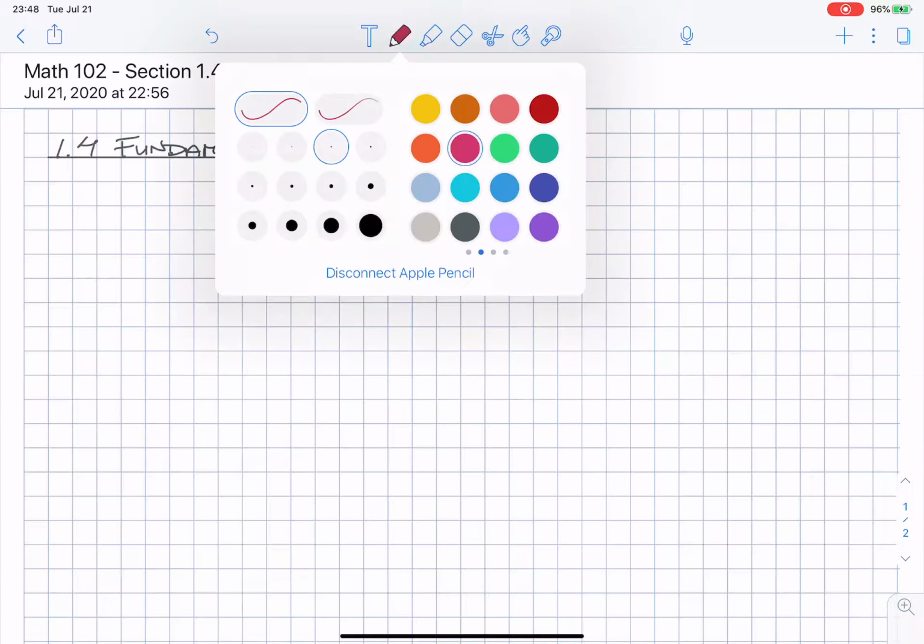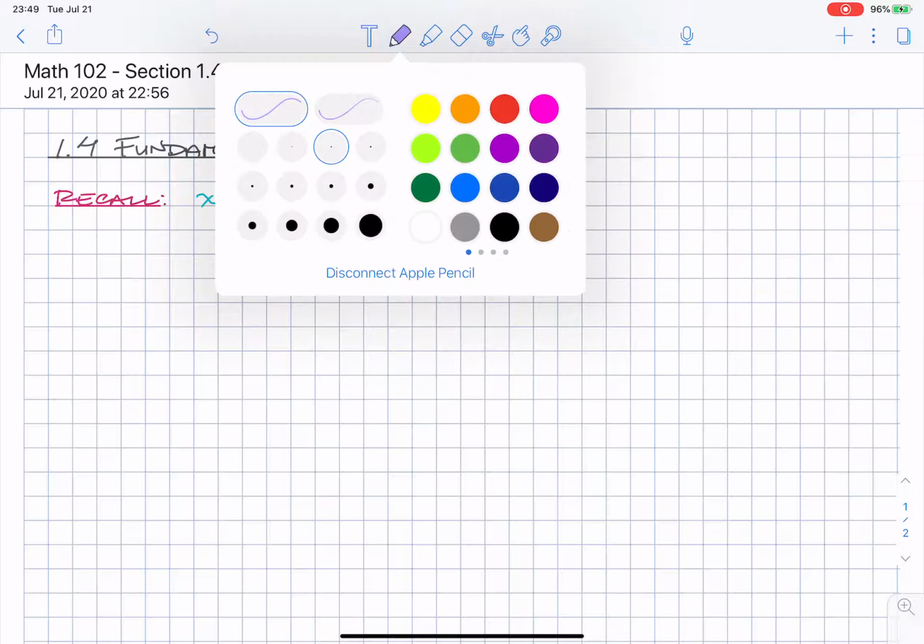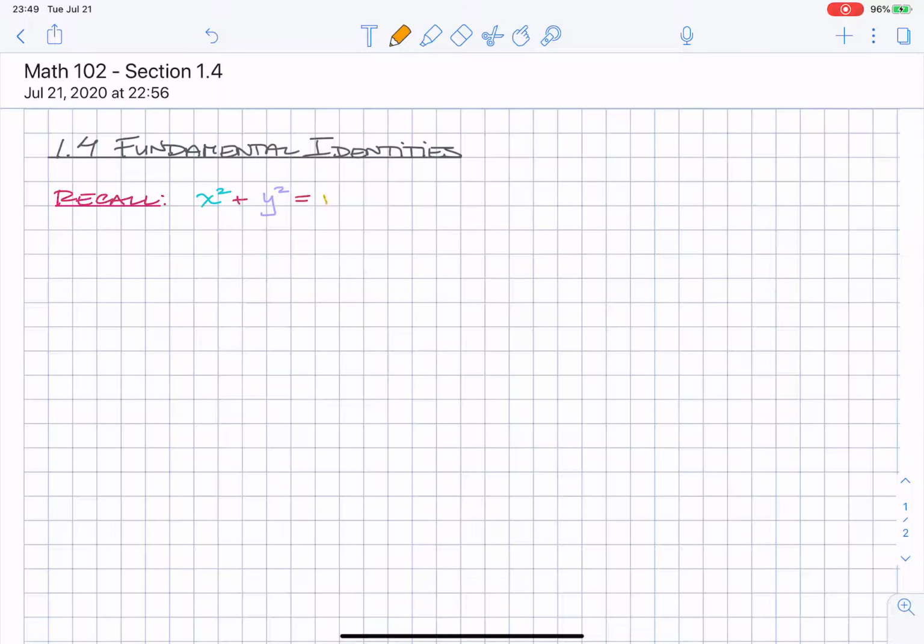Okay, so let's recall the Pythagorean theorem for a triangle with a vertex at the origin. So that would be x squared plus y squared, and when we were there, we used r, so r squared. For our hypotenuse, we use radius.